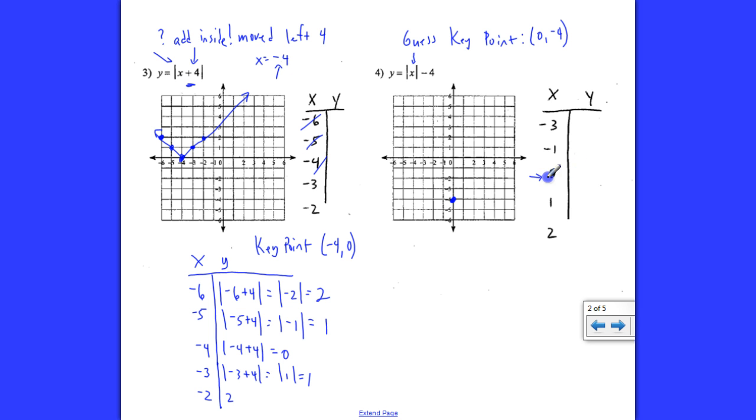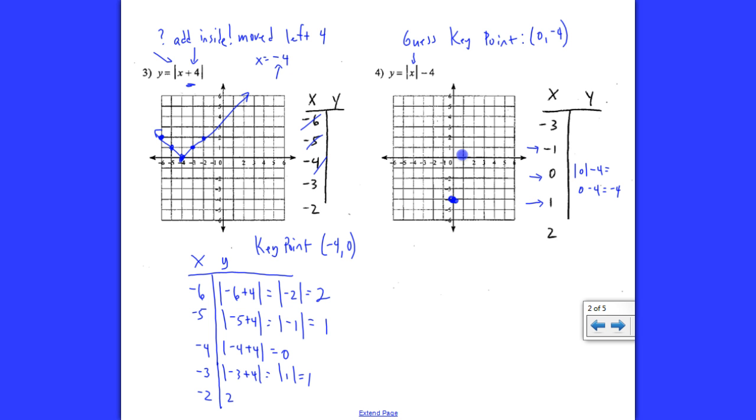All right, so I have the absolute value of 0 minus 4. Well, the absolute value of 0 is 0, and 0 minus 4 is -4. So I have determined that that is indeed a point on the graph. I think that it would be the key point where it's going to change direction, but we need to prove it now. So let's pick a point on each side of that.